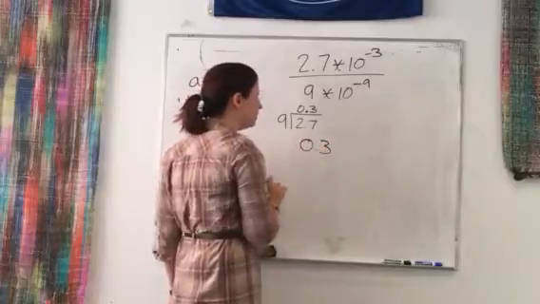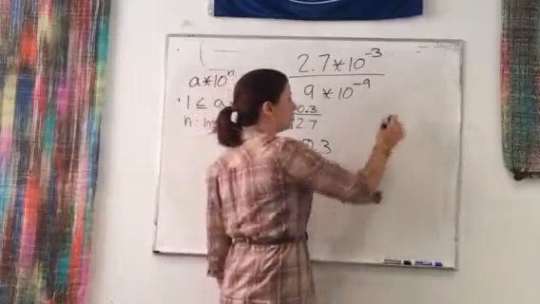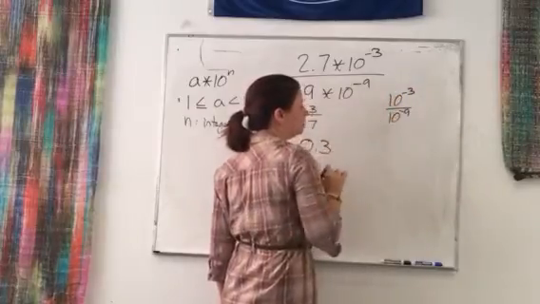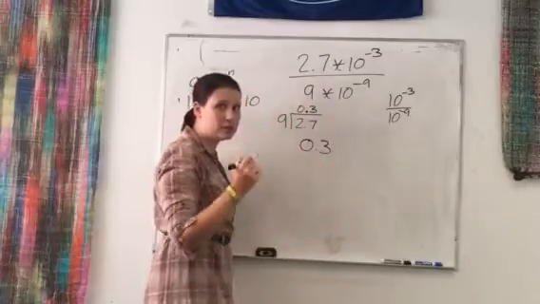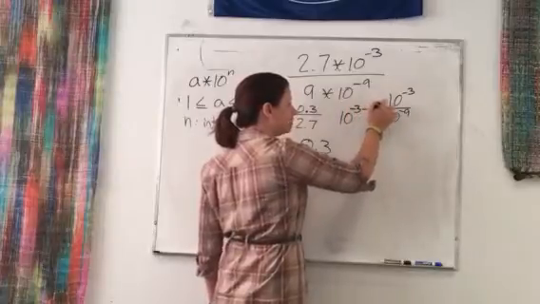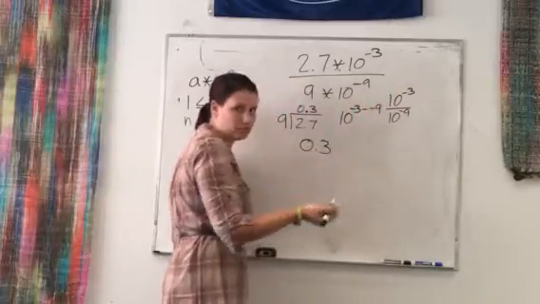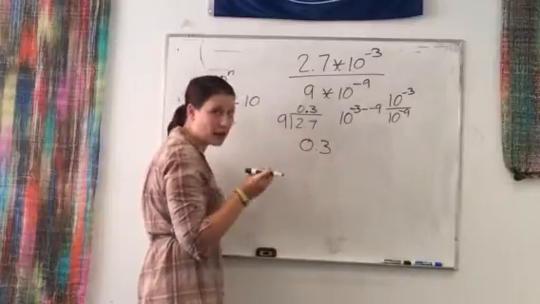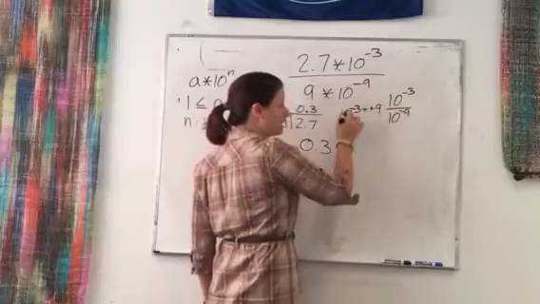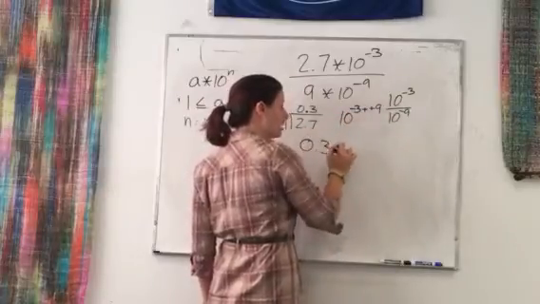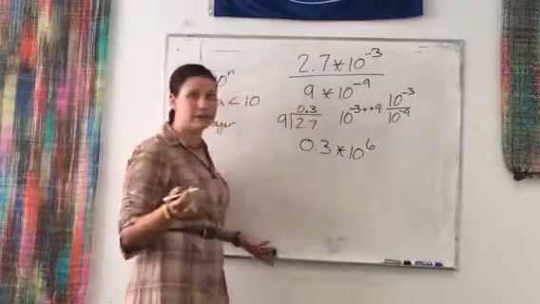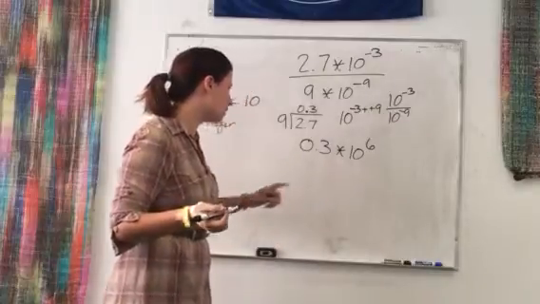So 0.3. Now let's look at the tens. We have 10 to the negative third divided by 10 to the negative 9. Same base, division means you subtract. So that means we have 10 to the negative third minus negative 9. Keep it the same, you're just subtracting the bottom number. So minus minus really means plus. Negative 3 plus 9 is 10 to the positive 6. Now, are we in scientific notation? That's the next thing we need to check.